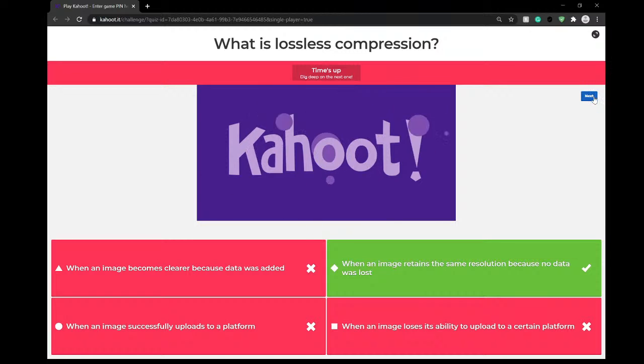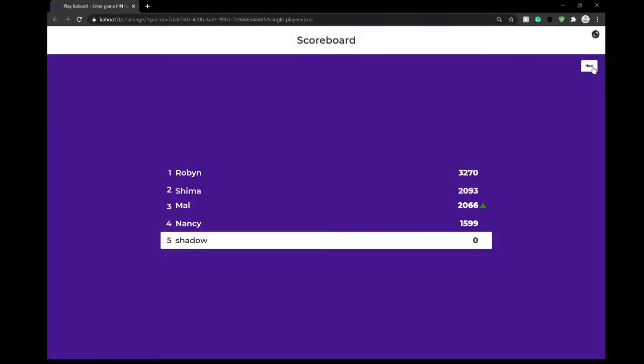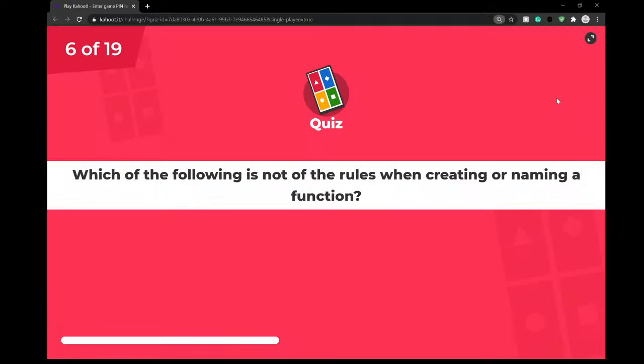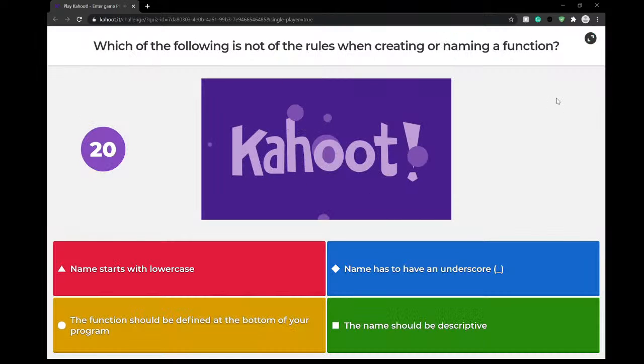But okay, so moving on. Sorry for the delay. We can reset this. Which of the following is not a rule when creating or naming a function? So remember what functions are and naming them. This wouldn't be an exact question, I believe, but it's something to make sure you know. Might be a question. I don't know.